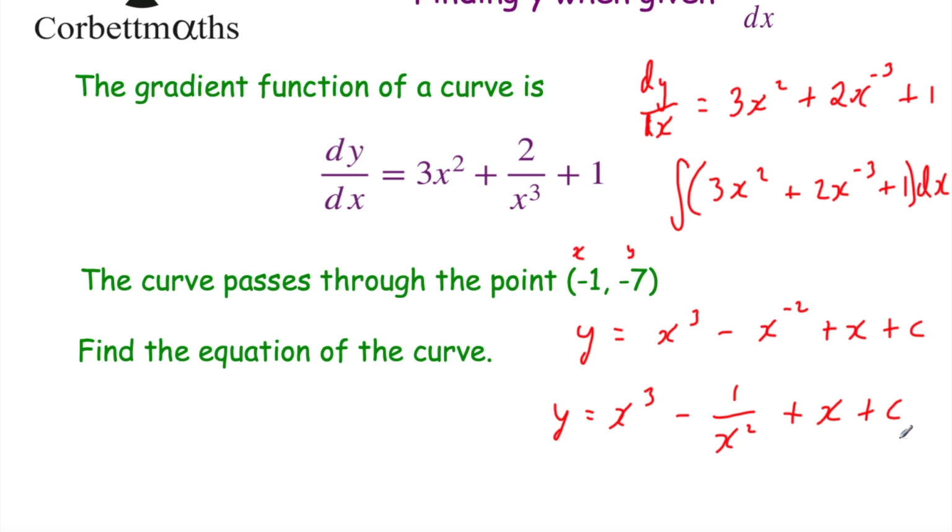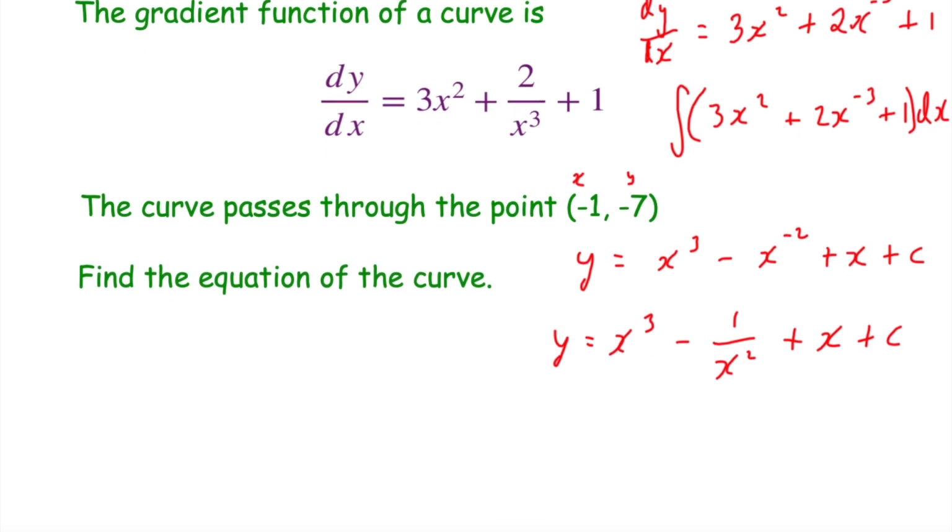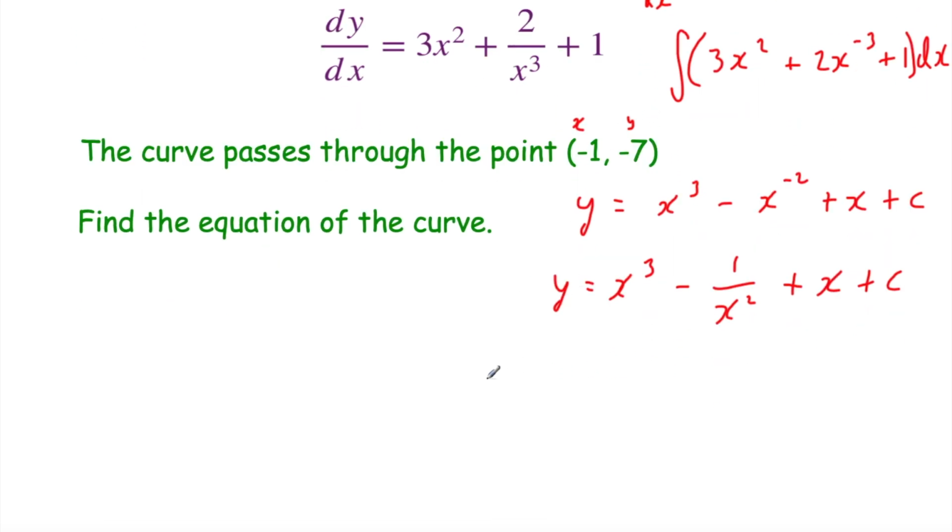Now we want to find out what c is, so let's substitute in the values of x and y. And we were told that it would pass through the point -1, -7, so we know that x is equal to -1 and y is equal to -7. So let's substitute those in. So y, that's -7, so -7 is equal to x cubed, so that's going to be -1 cubed, and I'll work that out in a second, minus 1 over, and then we've got x squared, so it's going to be -1 squared, and then plus x, which is -1, and then plus c.